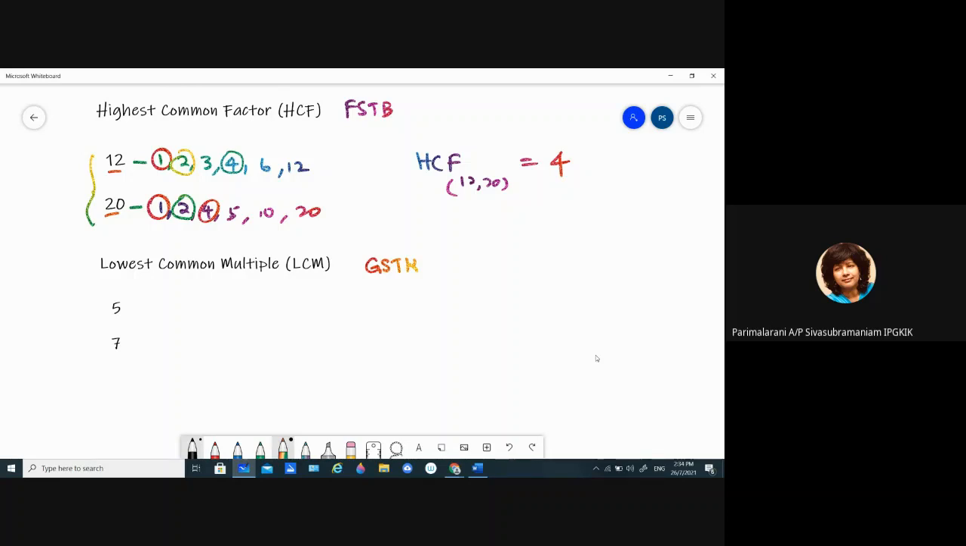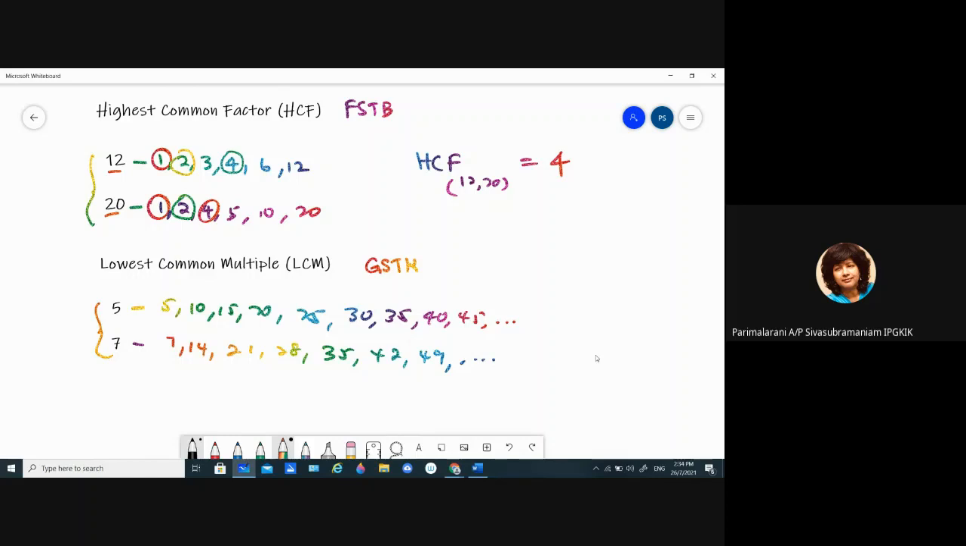For lowest common multiple, gandaan sepunya terkecil, we're going to find the multiples of each number. Say we want to find the lowest common multiple for 5 and 7. We can list down the multiples. We list several multiples first. For 5, the multiples will be 5, 10, 15, 20, 25, 30, 35, 40, 45, and so on. For 7, we will have 7, 14, 21, 28, 35, 42, 49, and so on.